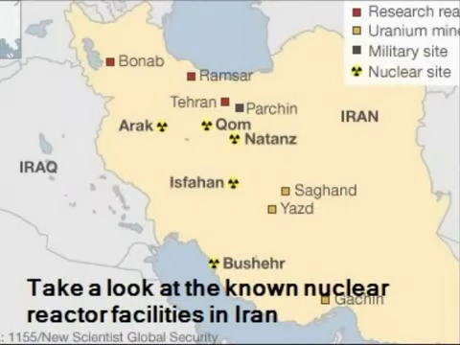What we are looking at here is a map with the known nuclear facilities that are located in Iran. Up at the top of the map, at the right, in the northwest of Iran, you'll notice that there is a research reactor named Bonab, and these earthquakes were very, very close to Bonab, as I will illustrate.